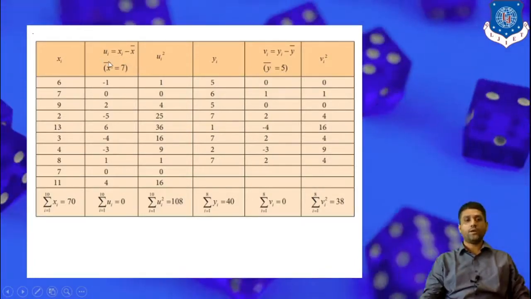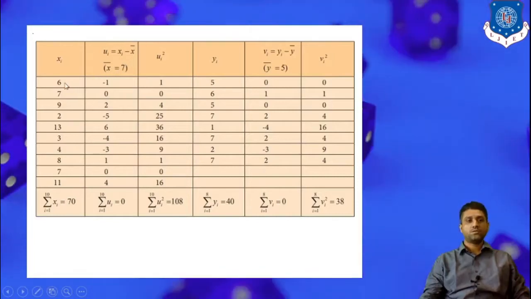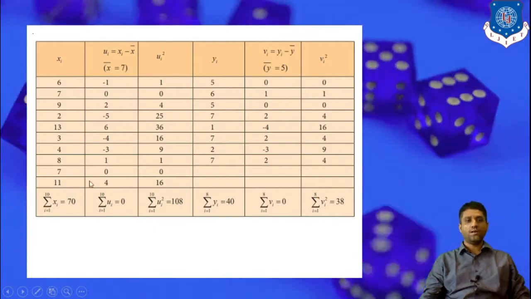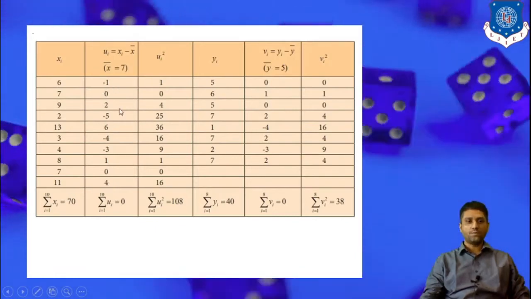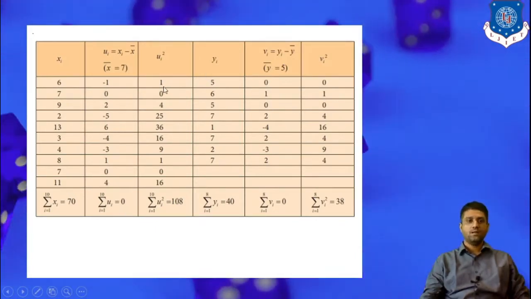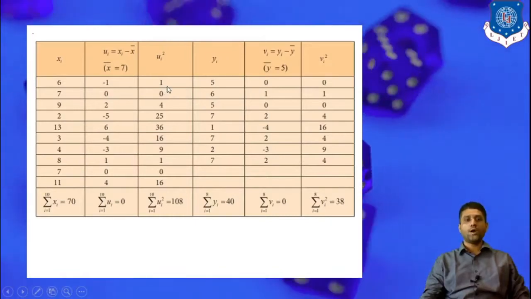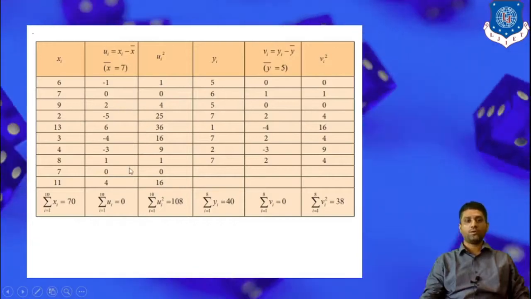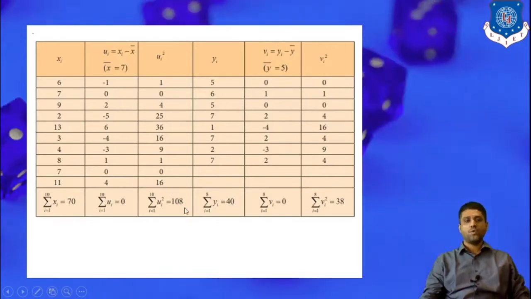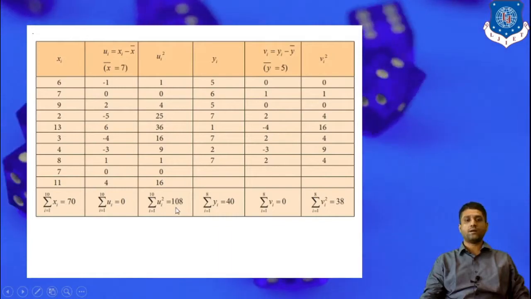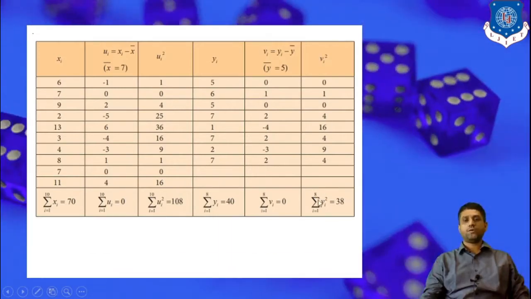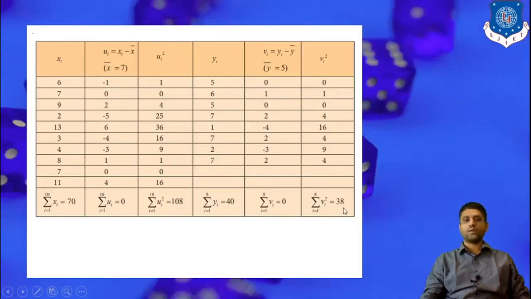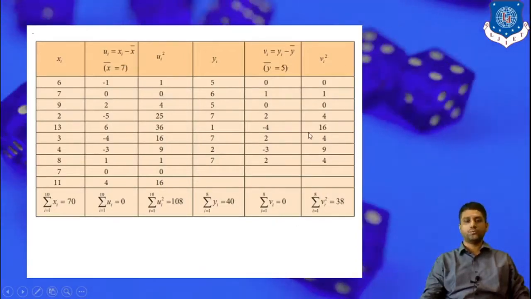So we have to calculate ui, which is xi minus x bar. It's simply 6 minus 7, which is minus 1, 7 minus 7 is 0, and so on, 11 minus 7 is 4, and the sum of ui is 0. In the next column we calculate ui square. So minus 1 square is 1, 0 square is 0, 2 square is 4, and so on, 4 square is 16. The sum of ui square is 108. Similarly, the sum of vi is 0 and the sum of vi square is 38 corresponding to batch 2.